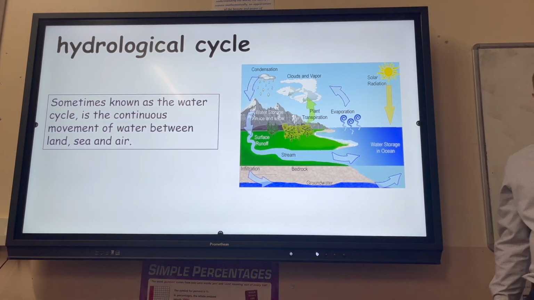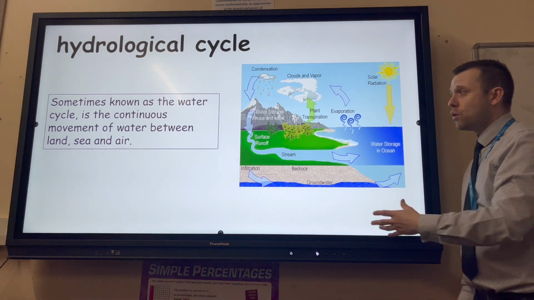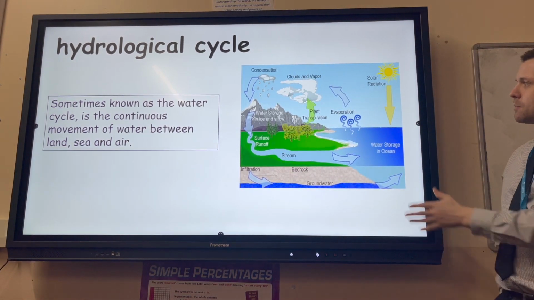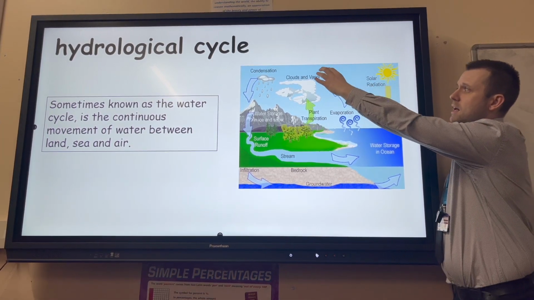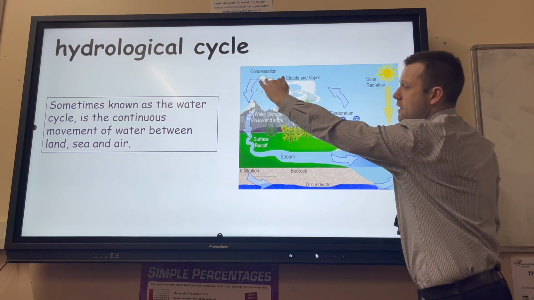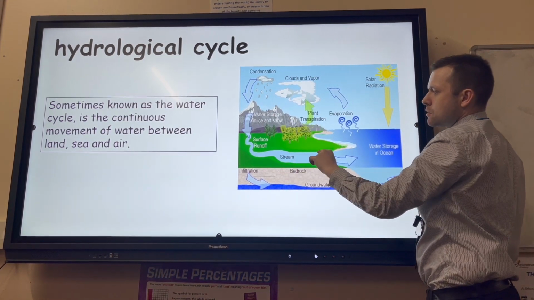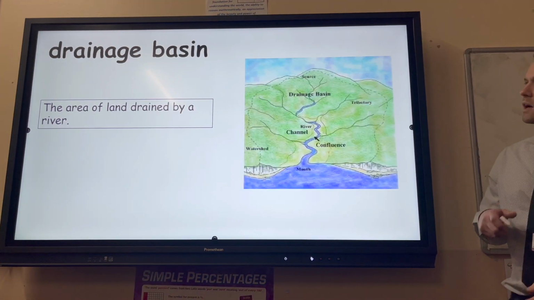Hydrological cycle, or the water cycle, is basically the movement of water from the land to sea to air, and processes that take place are evaporation, when seawater is heated up and rises, it condenses, turns to clouds, and then precipitation falls on the land, ready to surface runoff back to a stream, back to the sea. Transpiration, when plants sweat out water.